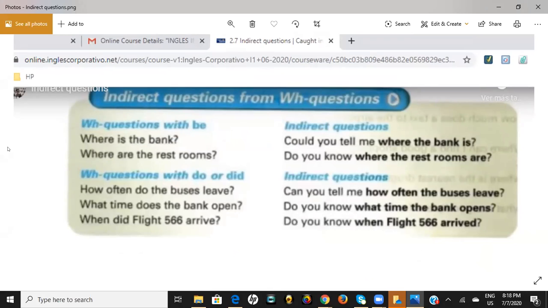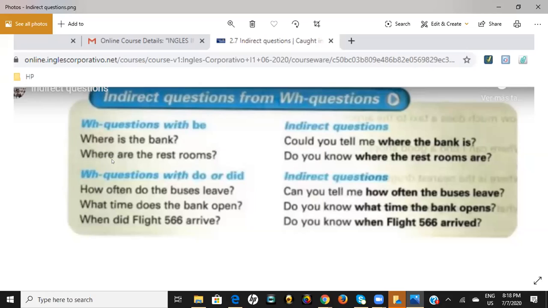The ones on the left, the ones that I'm pointing here right now, those are direct questions. Like when you're talking with your friends, with your brothers, your sisters. So you say, where's the bank? Where are the restrooms? Now, if you want to make these questions into indirect, you need to include something extra at the beginning. So, could you tell me where the bank is? If you notice, verb to be is at the end.